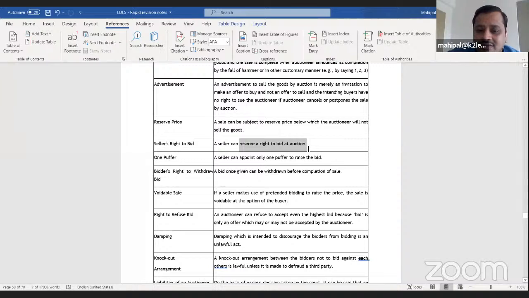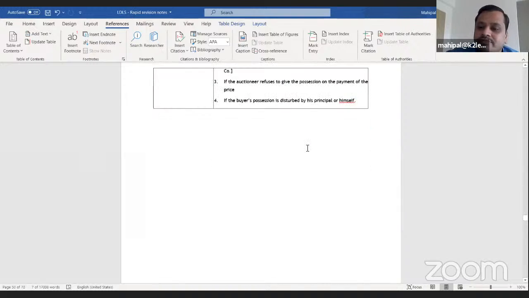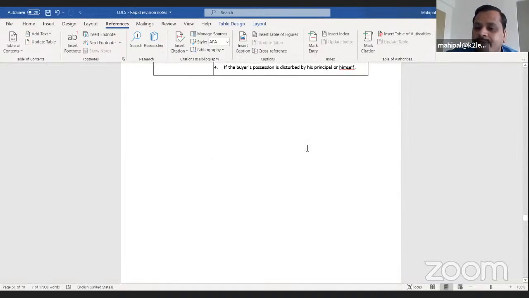Damping is nothing but stopping a person from entering into a contract by giving an unfair disclosure of the goods. Knockout agreement is where the bidders come together and try to knock out the competition among themselves. Clear?